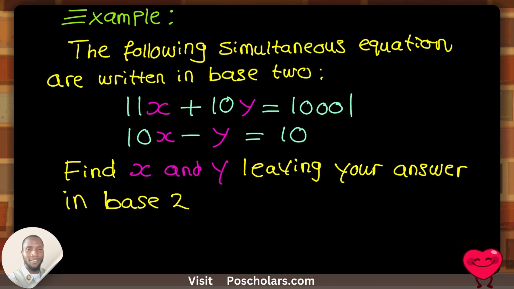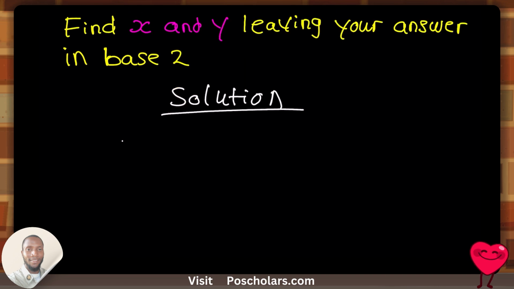All right, now the difference between this simultaneous equation and the other simultaneous equations you might have been solving, for those of you who have solved one before, is that those are always in base 10, where we use the normal counting method. Why is this one in base 2? So let's solve. Solution. We start by writing the question.